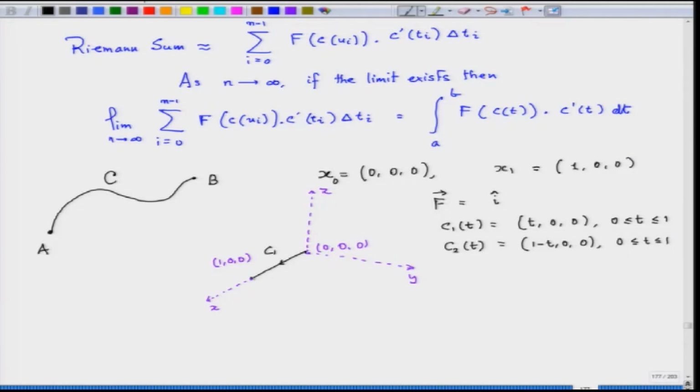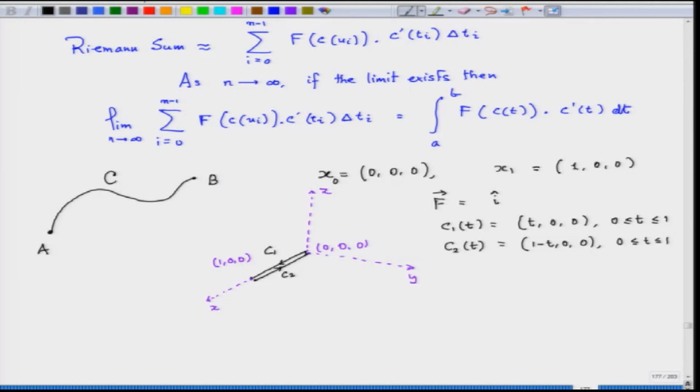So, there is another path C2 taking me from this point to this point, the reverse. C2 is taking me in the reverse direction. So, let us now calculate the line integral.